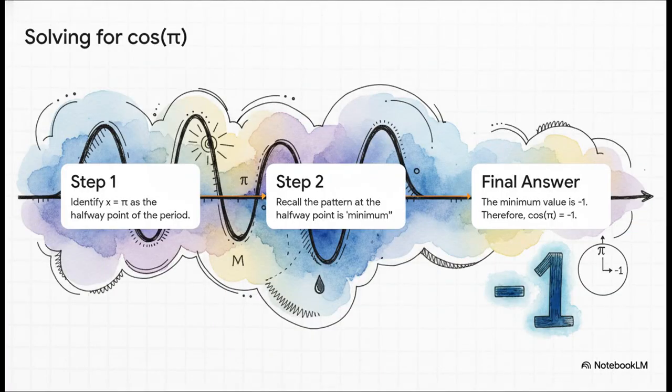Pi is the halfway point of a full 2 pi period, right? So what happens at the halfway point in our pattern? Let's see. Max, 0, min. It's the minimum. And the minimum value for a basic cosine wave is -1. It's as simple as that. The pattern just gives you the answer.